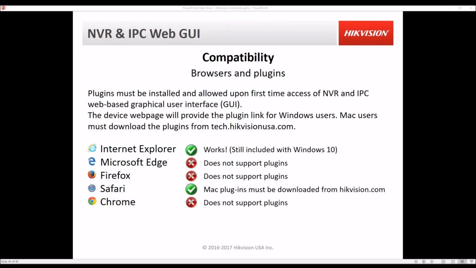In order to access Hikvision devices via a web browser, you have to use a compatible web browser, you have to install the plugin, and you have to allow the plugin to run. Here you can see a list of compatible browsers. Now, Firefox and Chrome used to work, but they stopped supporting plugins.